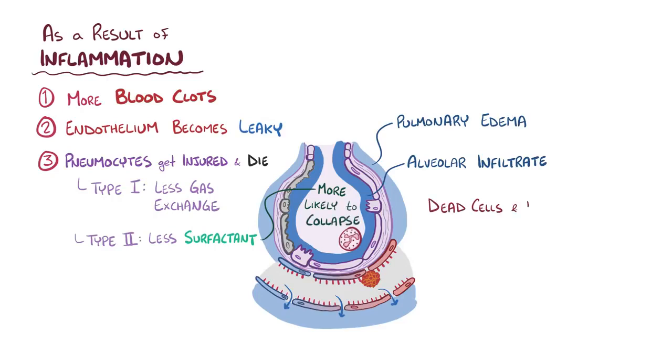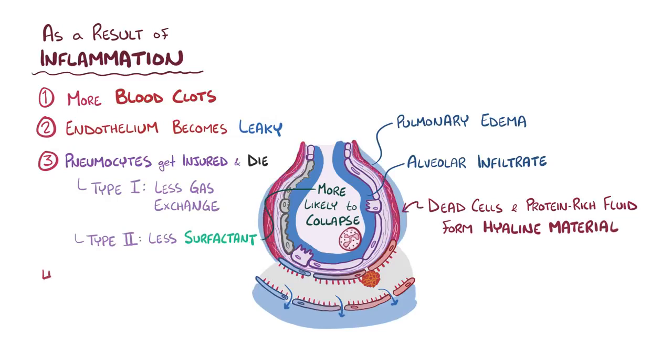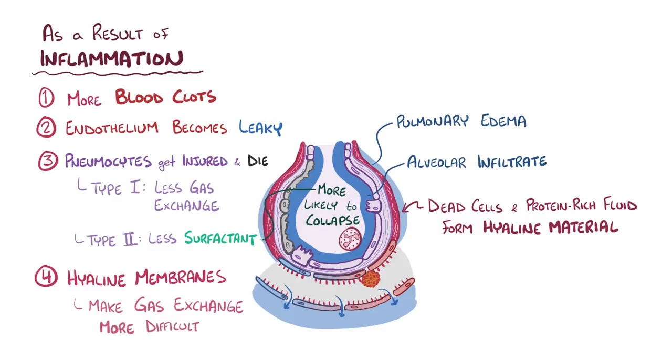Finally, dead cells and protein-rich fluids start to pile up in the interstitial space, and over time it forms a waxy hyaline or glassy-appearing material, a telltale finding of ARDS. Hyaline membranes can be seen lining the outsides of the alveolar walls, and that makes gas exchange even more difficult.